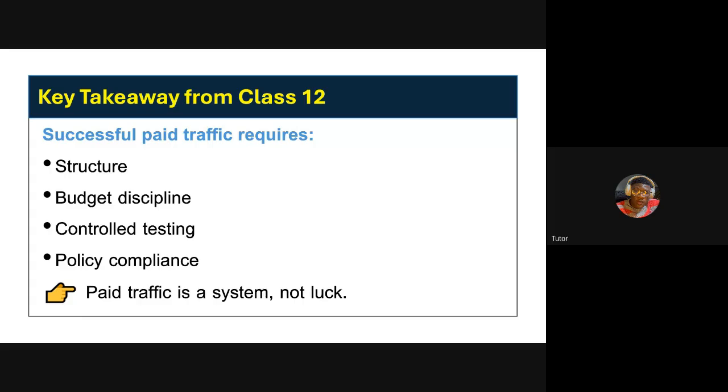Now, key takeaway from class 12. Remember, this is our class 12. That means we've had 12 classes, 12 sections. That's good. Now, successful paid traffic requires structure, budget discipline, controlled testing, and policy compliance, and paid traffic is a system, not luck. These are the things you should bear in mind.